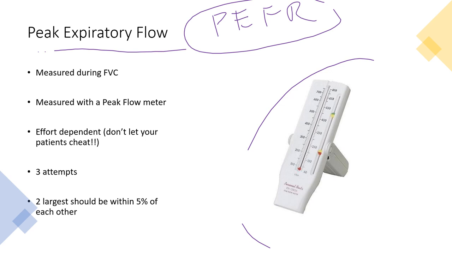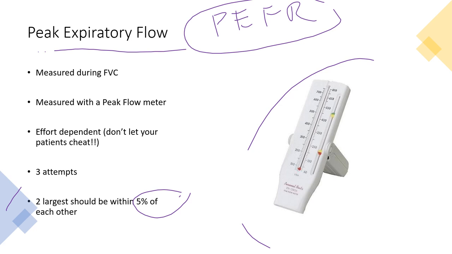And so it is effort dependent, so don't let your patients cheat. They stick their tongue in there, or they don't seal their mouth around it, right? There's a bunch of ways they could not give you accurate tests. They get three attempts. The two largest should be within 5% of each other, which means you got the max effort out of that patient, and you don't average them. Whatever the highest value is during that test, record it, just like what we did less than a minute ago in that best test.